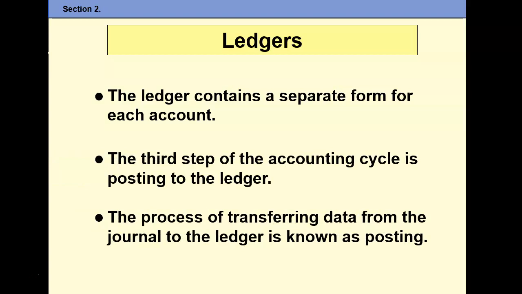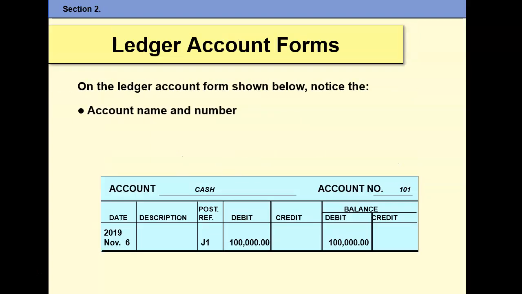So a ledger is a separate form that's used for each account, meaning that every account title has its own separate ledger account. The purpose of the ledger is to keep a running balance for each of our account titles. So if the question is, how much cash does a company have on hand? They'll look at their cash ledger account to find that information. Each account title has its own separate ledger account. So if you have 25 account titles, you're going to have 25 separate ledger accounts.